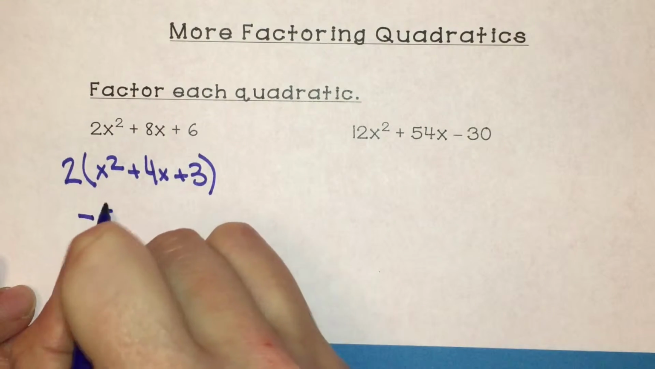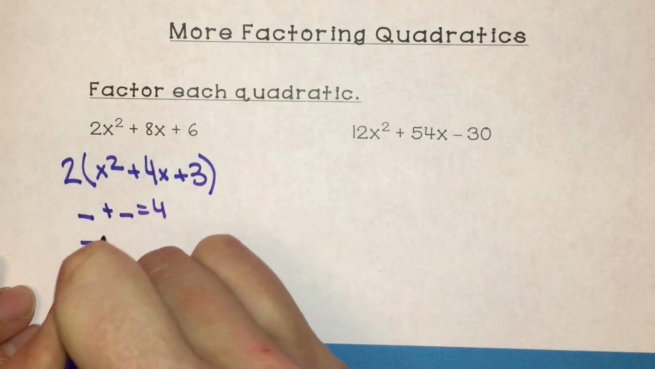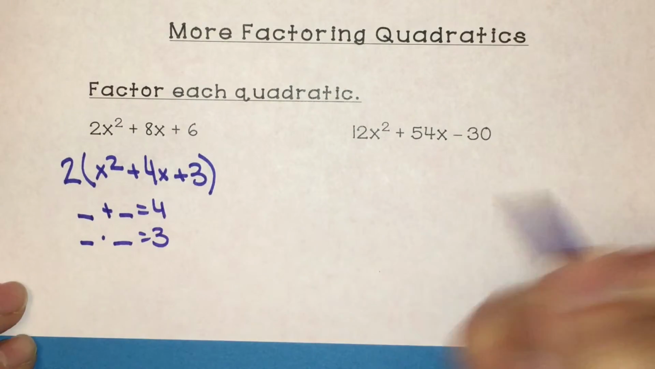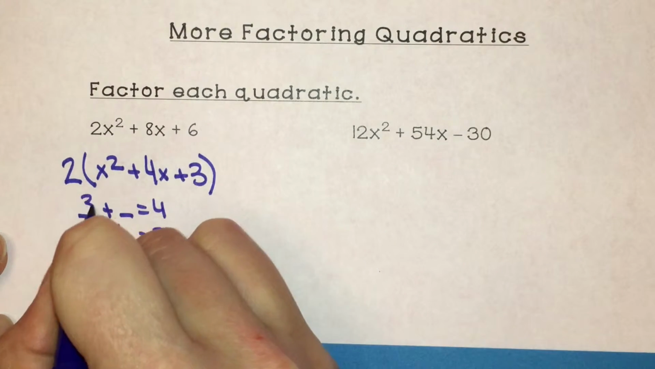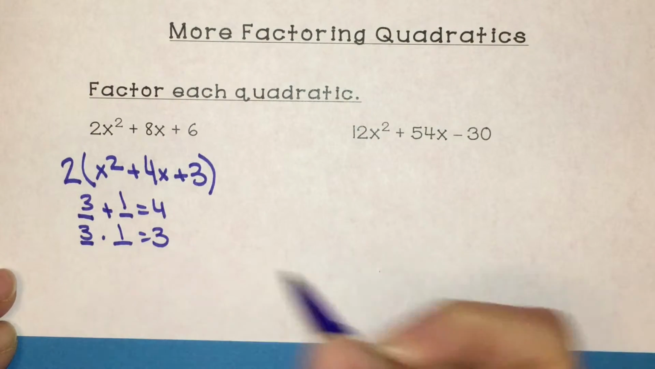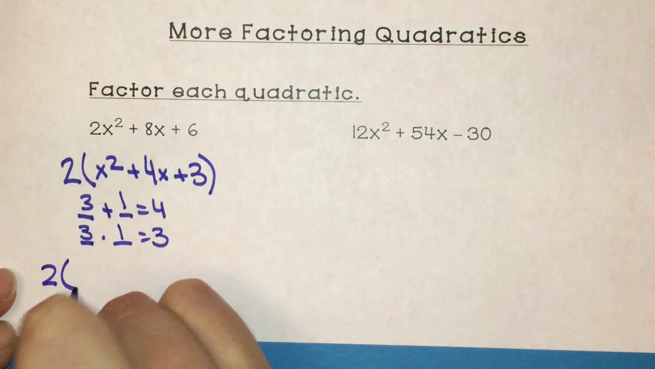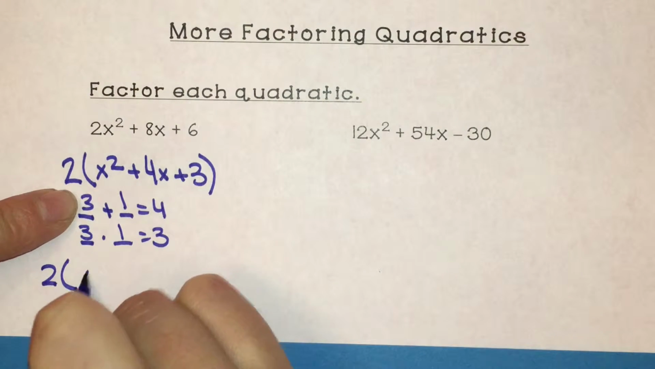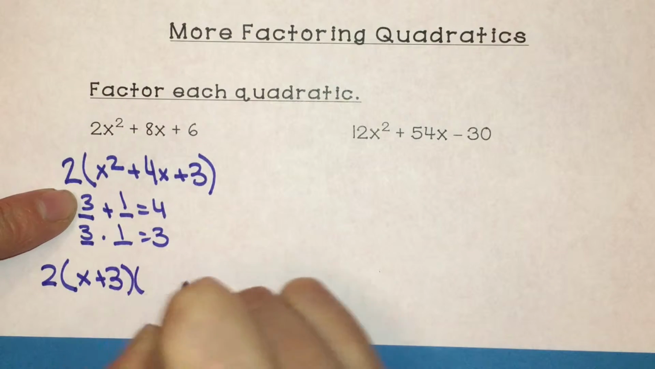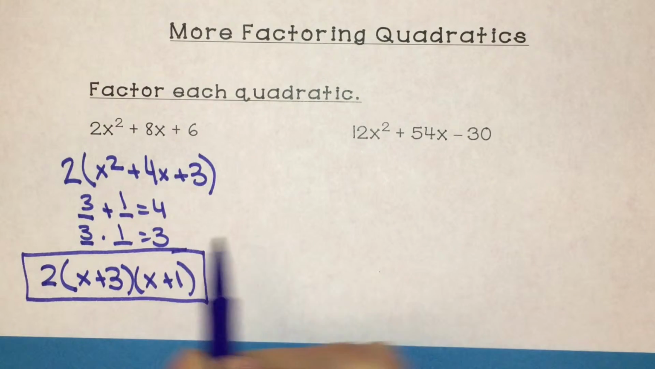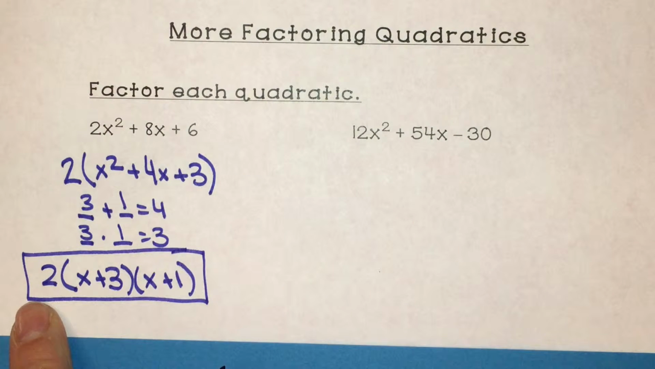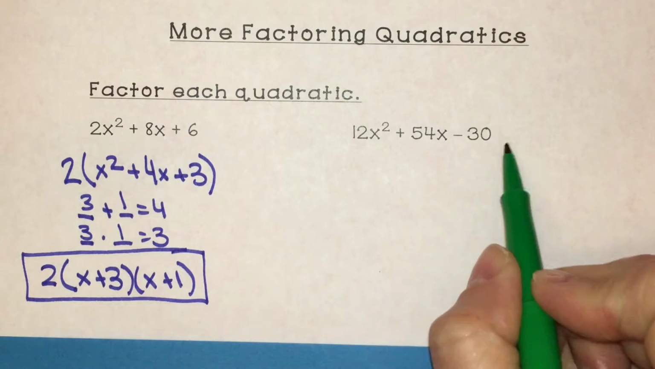So I have to figure out what I can add together to equal 4, multiply together to equal 3. All right, so in this case, we have 3 and 1. 3 plus 1 is 4, 3 times 1 is 3. So we have 2 times, this tells us what we break it down to, x plus 3 times x plus 1. And that is our answer. So we do have that 2 that's completely factored out, and you have to make sure that it is completely factored.